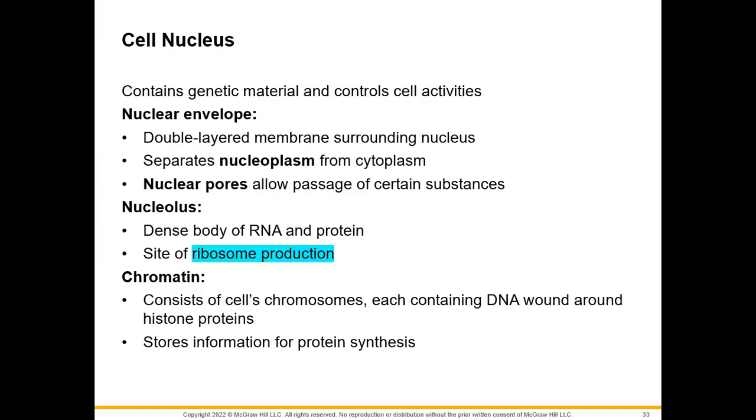The nucleolus is a dense, dark body of RNA and protein, and it is the site of ribosome production. Chromatin is the cell's chromosomes wound around histone proteins. DNA spends most of its time in the chromatin form and only condenses down into the chromosomes that we see during cell division.